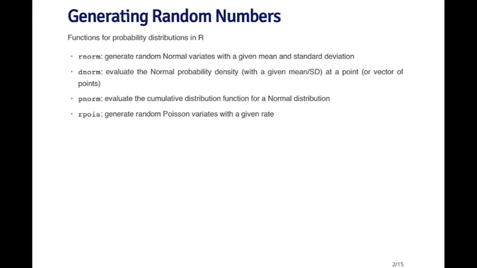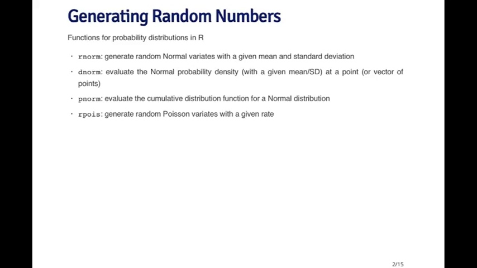We can generate variates from the normal distribution by specifying a mean and a standard deviation for that distribution, and then calling the rnorm function. So the rnorm function will simulate normal random variables from a distribution that has a given mean and standard deviation. There are corresponding functions for the normal distribution that can be used to evaluate the probability density, to evaluate the cumulative distribution function, and also for evaluating the quantile function.